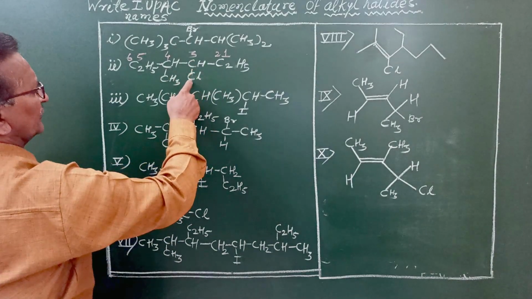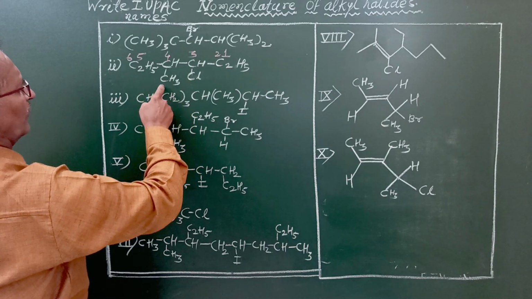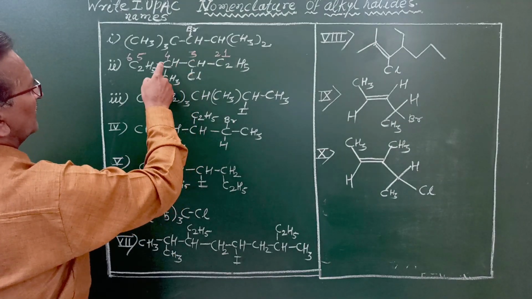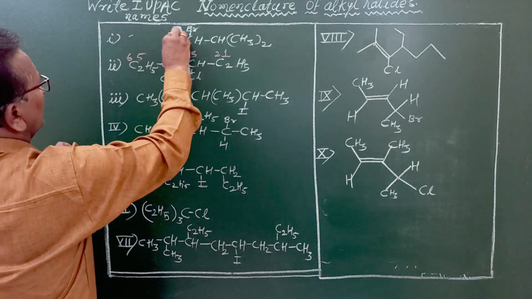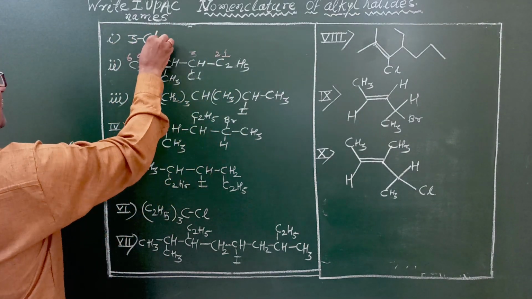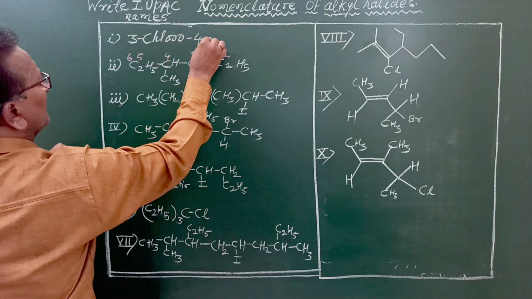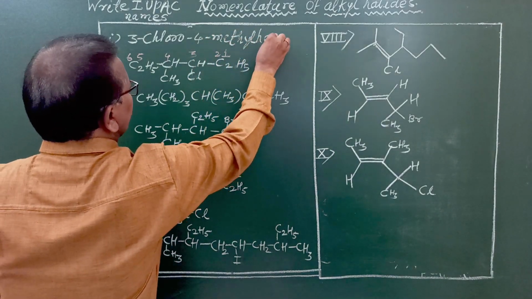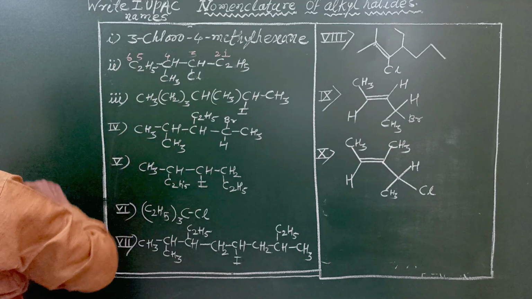Position of the halogen atom: the halogen atom is present on carbon number 3, and 1 branch is present on carbon number 4. What about the name of the halogen atom? 3-chloro-4-methylhexane. Therefore, what is the IUPAC name of this compound? The IUPAC name of this second compound is 3-chloro-4-methylhexane. 1, 2, 3, 4, 5 and 6.